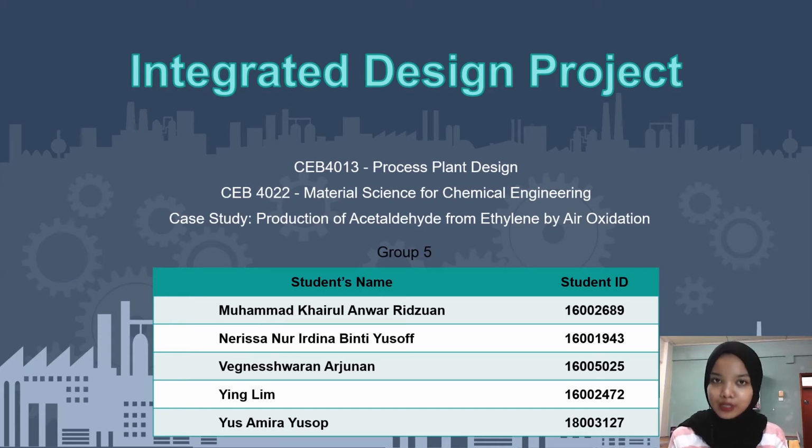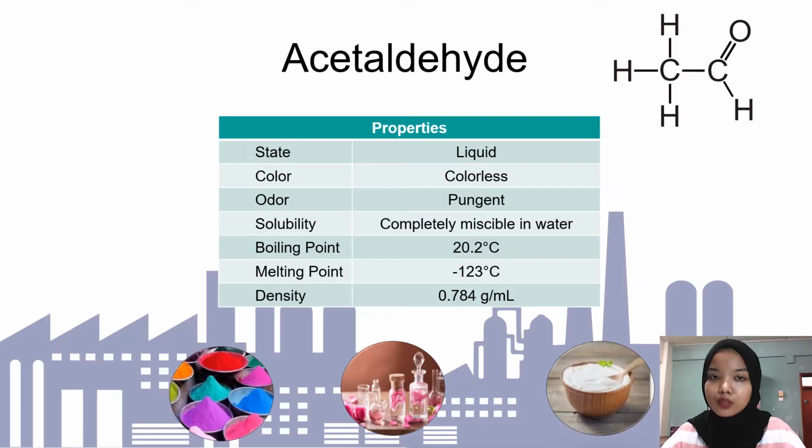So today we're going to present our integrated design project entitled Production of Acetaldehyde from Ethylene by Air Oxidation. Acetaldehyde is also known as ethanal and has a formula of CH3CHO. It is a clear liquid and has a strong pungent odor. The boiling point for this chemical is 20.2 degrees Celsius and the melting point is negative 123 degrees Celsius.